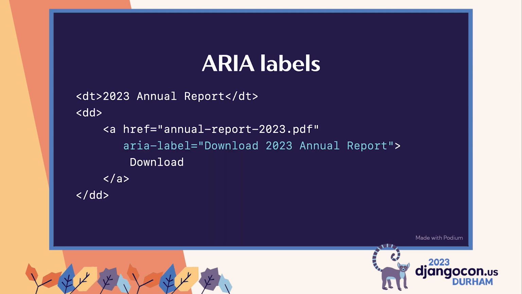We can use the ARIA label attribute to change how a screen reader announces this link. With that in place, instead of just reading download, it will instead say download 2023 annual report. This sort of repetitive link issue can crop up often. Other common examples include things like read more or go, edit, and so on. So let's talk about some approaches to handling ARIA labels in Wagtail.